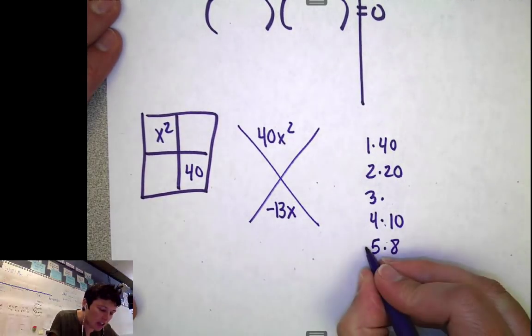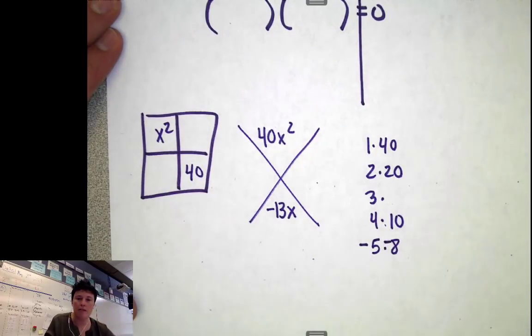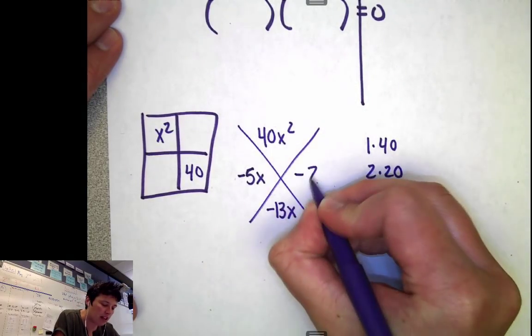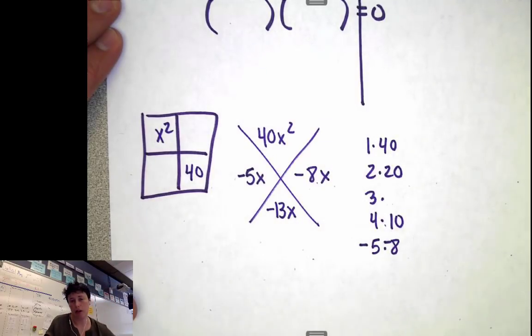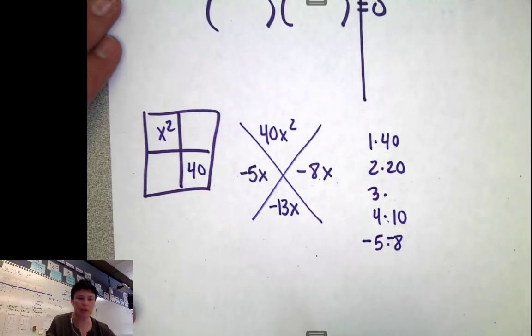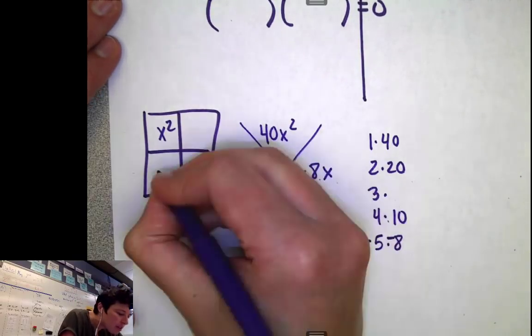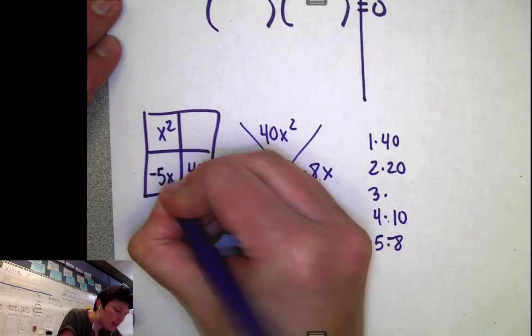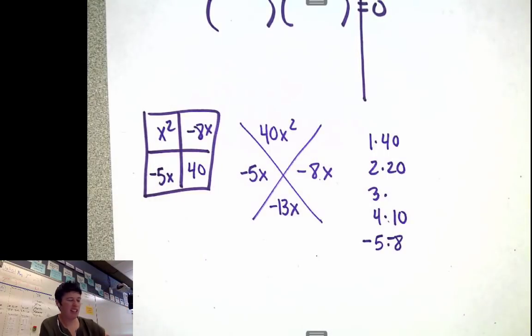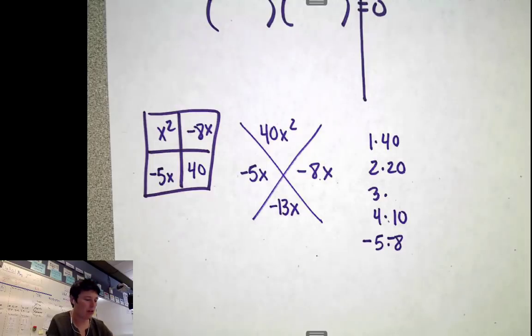So if we made this a negative 5 and a negative 8, a negative 5x times a negative 8x is a positive 40x squared. And negative 5 plus negative 8 is negative 13. So perfect, we just solved our diamond. So I'm going to put a little negative 5x here and a negative 8x here. And I'm going to quickly go around the outside because I've done a lot of these and we can go kind of fast.